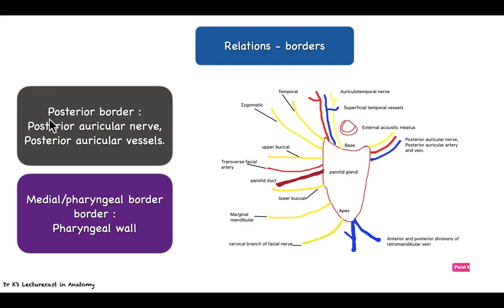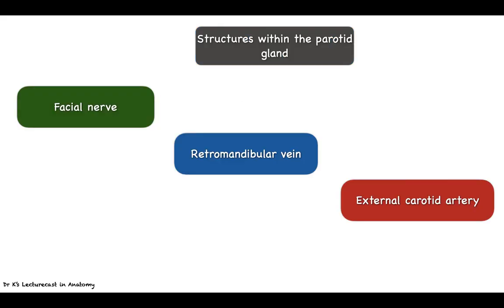Posterior border, remember P for posterior, posterior auricular vessels. So posterior auricular nerve and posterior auricular vein and artery. Medial border is otherwise called the pharyngeal border. So of course it will be related to the pharyngeal wall.